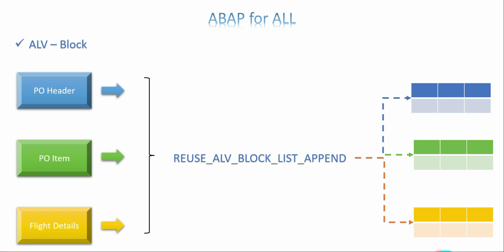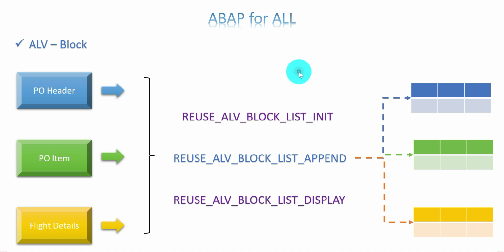Along with that, two more additional function modules are required. So one is REUSE_ALV_BLOCK_LIST_INIT. Before using the list append, you have to use this function module first, and finally you have to display all this particular list using block list display. So these two are one-time access, so you have to use before this append. It depends on the block, this function module can be repeated. So that is the option to use these three function modules to display the ALV in several blocks.